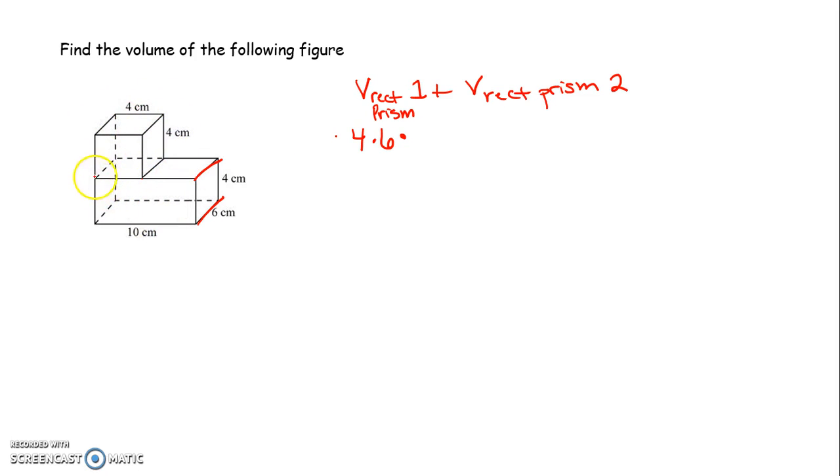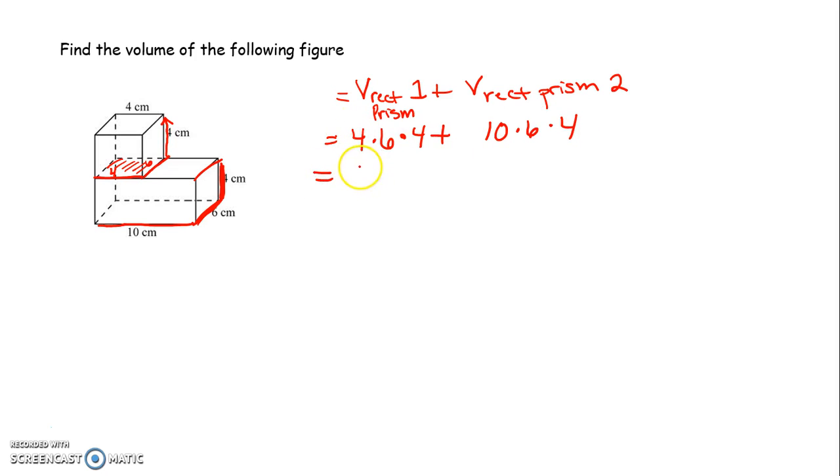I just want to show you for this top rectangular prism, I'm taking the area of my base, so I'm taking 4 times 6 to get the area of the base, and then times the height of that, and the height of that happens to be 4. Then I'll add to that the volume of this rectangular prism down here. For this rectangular prism, to find the area of the base, it would be 10 by 6, 10 times 6, and the height of that one happens to also be 4.